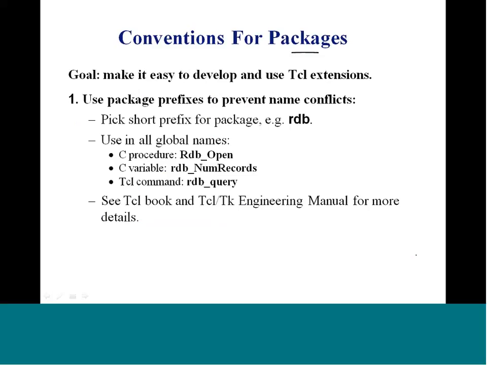So now let's look at packages. Our goal is now to make it easy to develop and use Tcl extensions. We can use package prefixes to prevent name conflicts. This is one of the things that we talked about in the earlier slides, where we used a package prefix. So we can pick a short prefix for a package, for example, RDB. We use this in all the global names essentially. So in C the procedure is uppercase Rdb_Open, the C variable is rdb, and the Tcl command is also like rdb underscore.